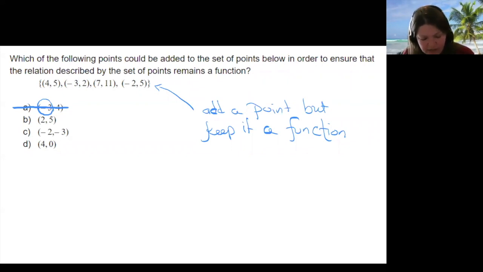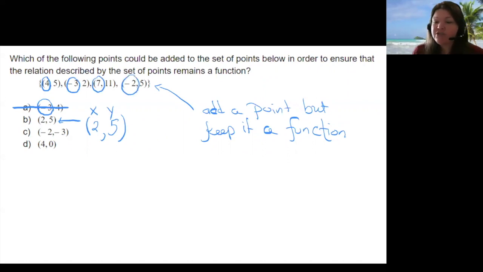Manal thinks probably B is the right answer. B, she thinks I could add the point (2, 5). Well, let's look at that point. It has an X value of 2 and a Y value of 5. Could I add that? Well, in order to figure it out, let's consider the X values in our set. Is that going to make it so that the same X is paired with more than one Y? No, this is a new X. It's totally fine. Manal, I like that. I can add that one to the set.